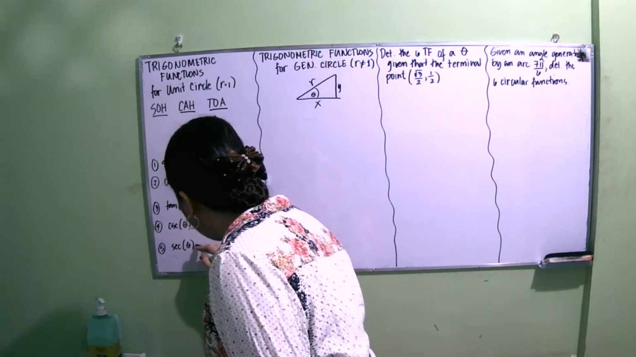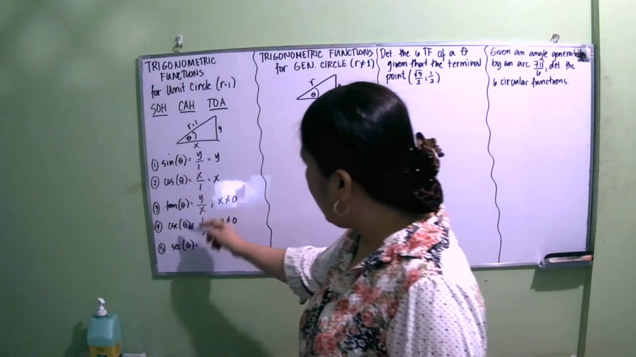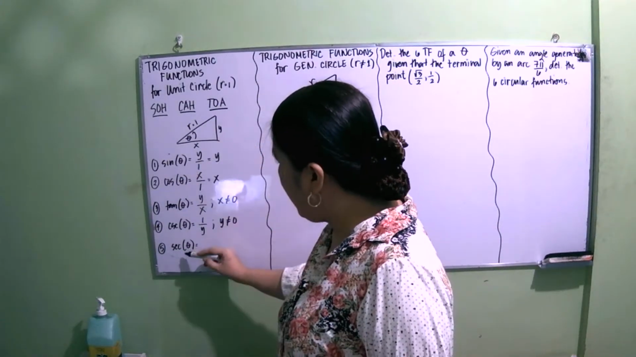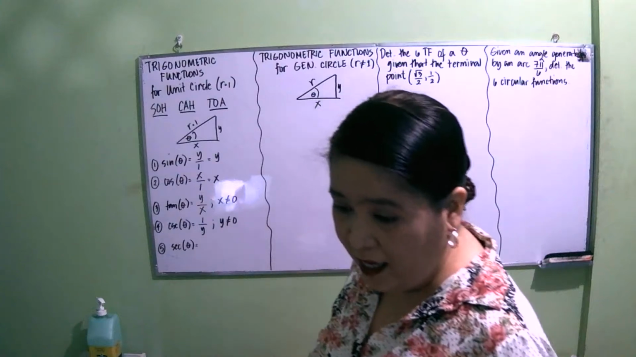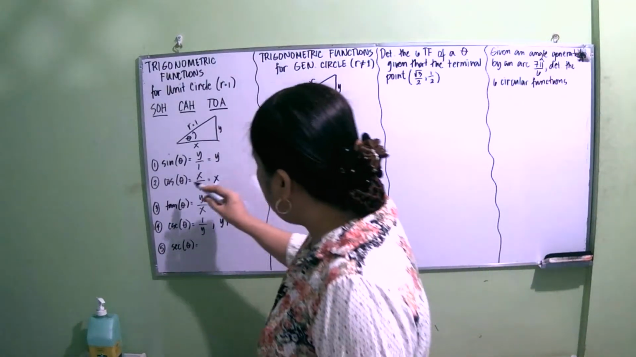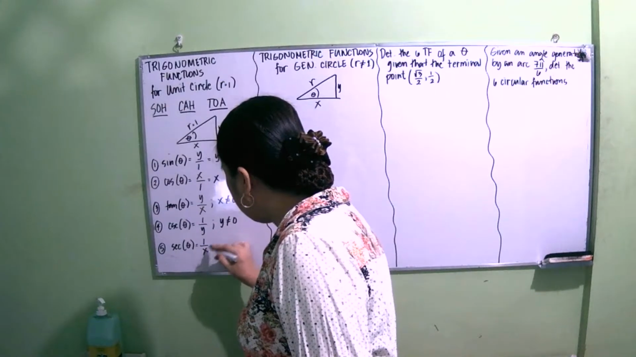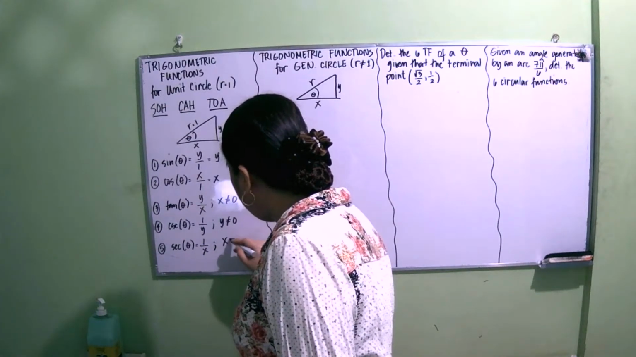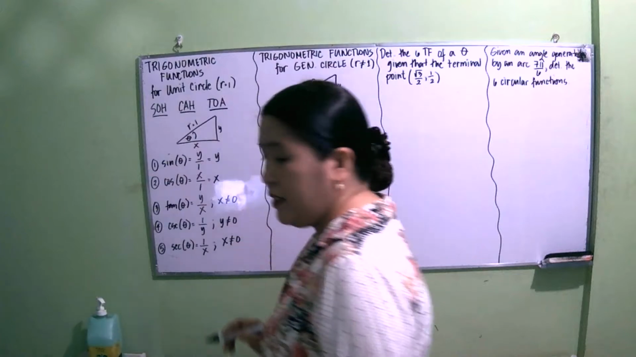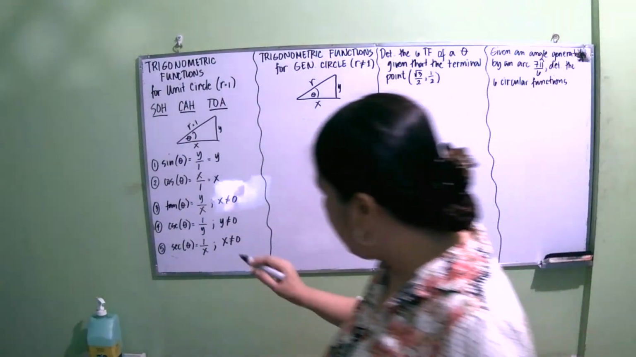Okay? So, secant theta is equal to... si cosecant ay kabaliktaran ni sine, si secant naman ang kabaliktaran ni cosine. That is why, kung si cosine ay x over 1, si secant ay 1 over x. Again, provided that x is not equal to 0. Okay? Ang dali lang, di ba?